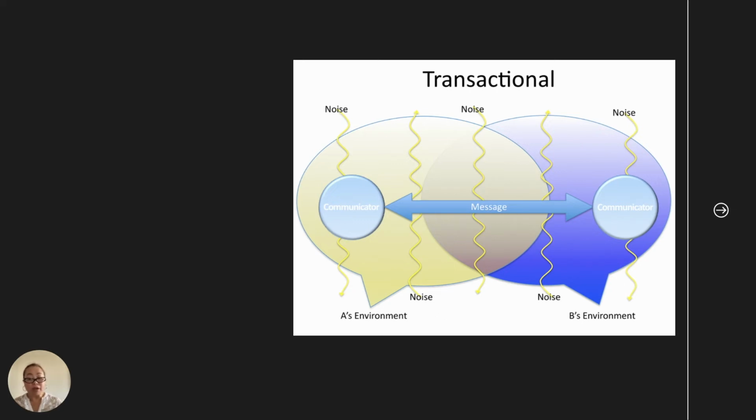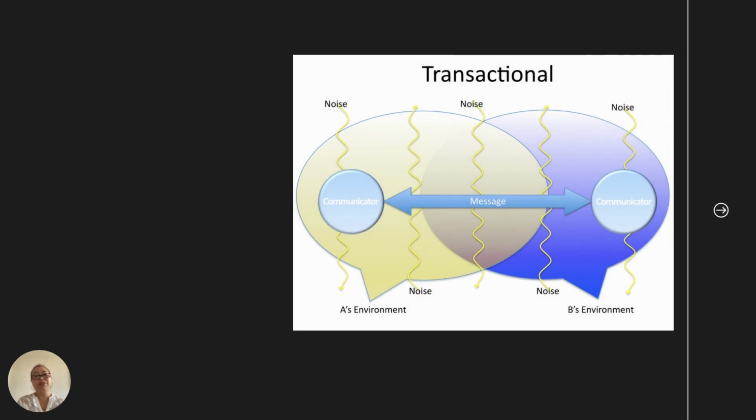Unlike the linear model in which meaning is sent from one person to another, and unlike the interactional model in which understanding is achieved through feedback, people create shared meaning in a more dynamic process in the transactional model. This model also places more emphasis on the field of experience.